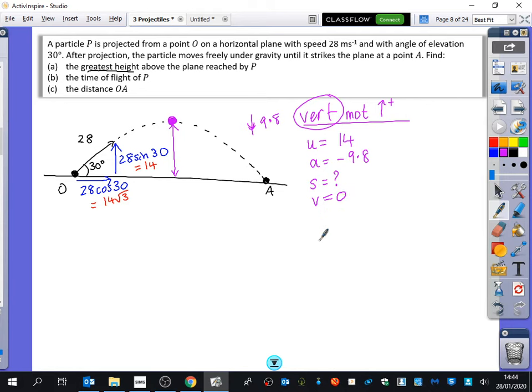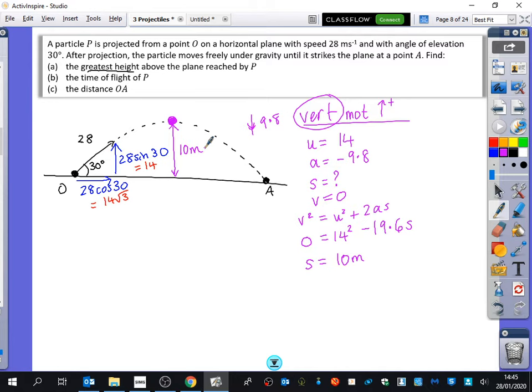Now, when you have just four things written, doesn't it become easier to see what equation you should be using? I just know the first one. V squared equals U squared plus 2AS. So 0 equals 14 squared minus 2 times 9.8, which is 19.6 S. So S is equal to 14 squared divided by 19.6, which is 10. So S is 10 meters.